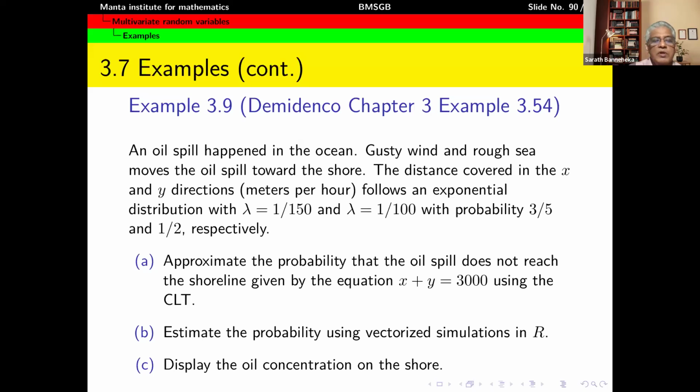Right. So it's a different question. Earlier we found out the probability that it reaches the shore. Now we have to find out the probability that it does not reach the shoreline given by this thing. Right. Does not reach. Estimate the probability using, actually, there I think there's some missing part here because it says does not reach, but in how many hours? It's not very clear here. Estimate the probability using vectorized simulation. So we have to calculate the same probability, first of all, theoretically, and then using simulations, and also display the oil concentration on the shore, again, using some graphical method.